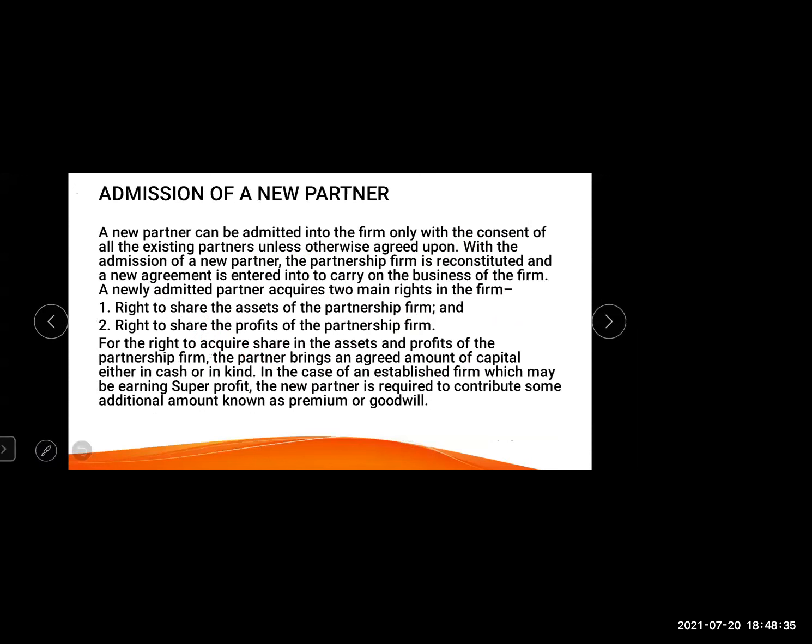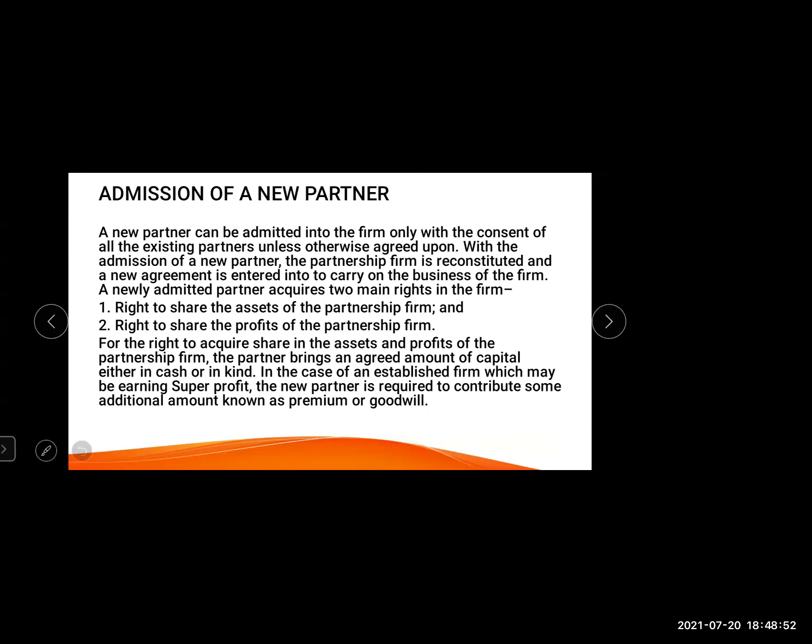Now there are some rules. See, admission जब आता है, कोई partner admit होता है, तो directly आजा करके हम नहीं बोल सकते. There are some rules, like he needs to bring the capital. He has some scenarios. उसके भी कुछ rules होते हैं. Okay, we need to share with them.